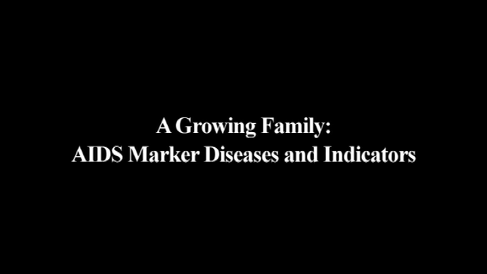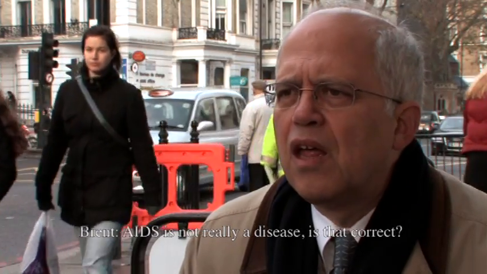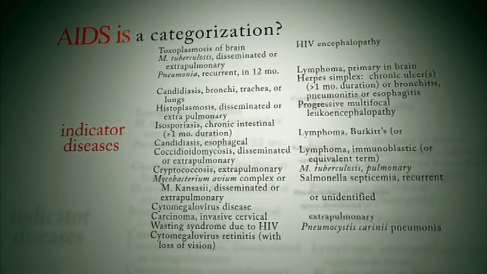AIDS is not really a disease, is that correct? The term AIDS was coined early on, and it meant acquired immunodeficiency syndrome. In medicine, a syndrome is a series of symptoms that are thought to be related to each other. In fact, they have so many diseases in there, it's almost absurd. It's a bewildering combination of things. Many of them have nothing to do with each other.